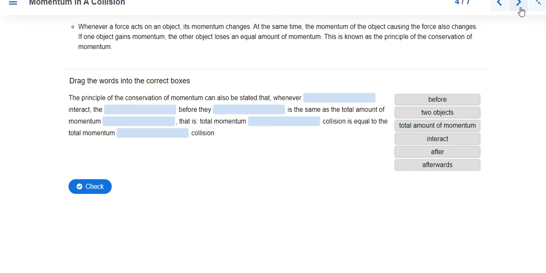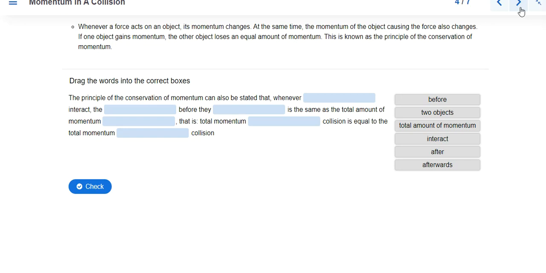Now, momentum in a collision. Whenever a force acts on an object, its momentum changes. At the same time, the momentum of the object causing the force also changes. If one object gains momentum, the other object loses an equal amount of momentum. This is known as the principle of the conservation of momentum. So let's drag these words and see.